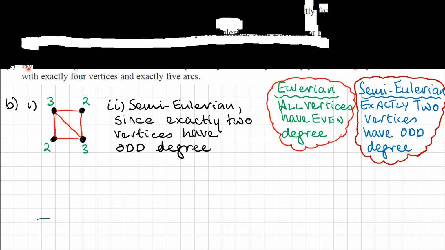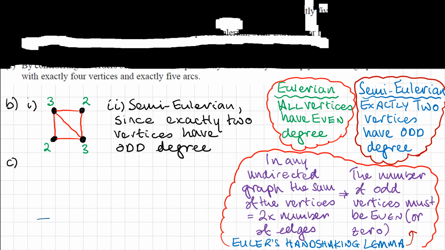Part C. By considering the orders of the vertices, explain why there is only one simply connected graph with exactly 4 vertices and exactly 5 arcs. So to help us answer this part of the question, we need to know this piece of information here, that in any undirected graph, the sum of the degrees of the vertices is equal to 2 times the number of edges, and this leads to a result known as Euler's handshaking lemma, which is the number of odd vertices must be even. That includes having no odd vertices.